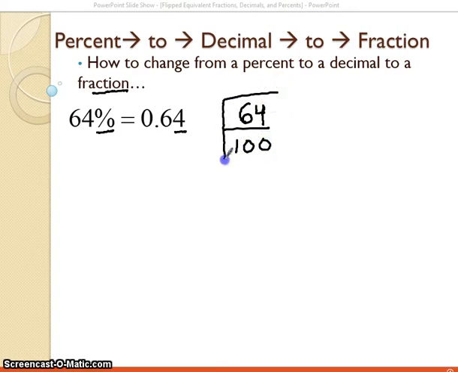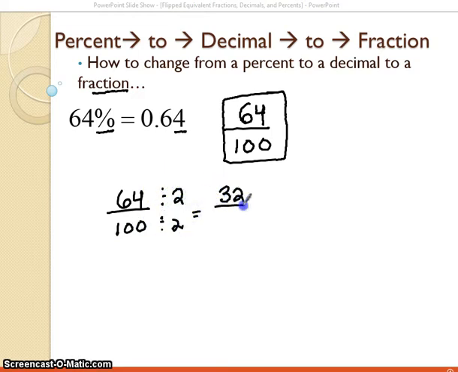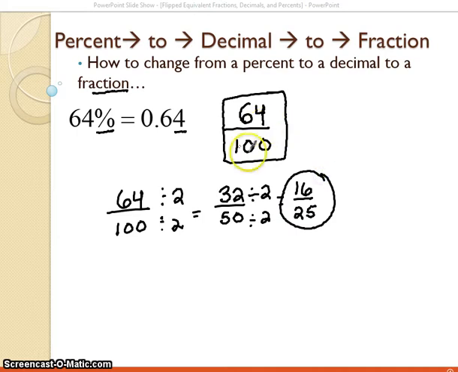Here is a fraction that represents this percent. This fraction could be reduced. 64 out of 100 could be reduced. We could reduce it by 2 to get 32 out of 50. We could reduce it by 2 again to get 16 over 25, which is as reduced as we can get. This is sufficient for now. We will practice reducing later.